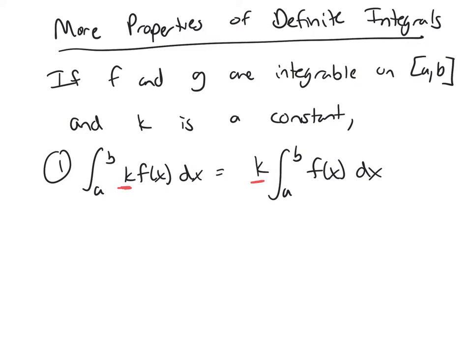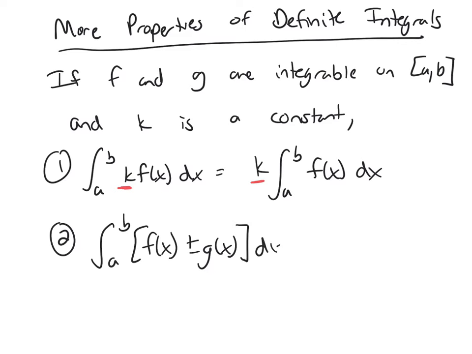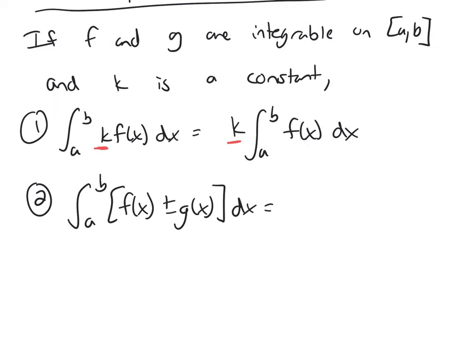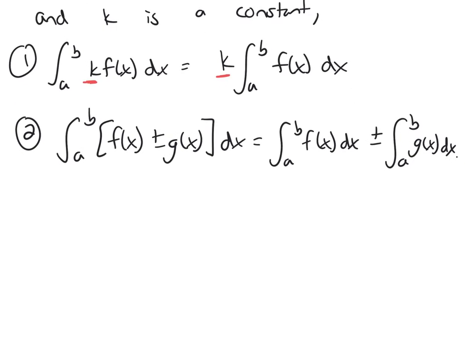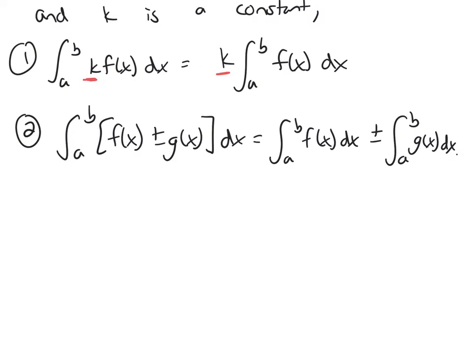And then property 2 says if you have a sum or a difference of two functions here, you can split it up into two separate integrals, a to b f of x dx plus or minus a to b g of x dx. So these are similar properties to the ones that we saw for derivatives, but now they're for definite integrals. And now let's look at an example.